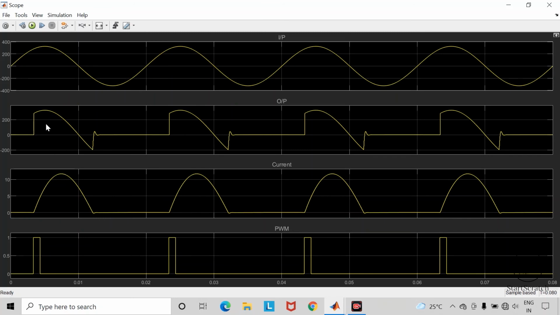During this positive half cycle, the inductor present in the load will store the energy, and in the negative half cycle that inductor will release its energy and keep the thyristor conducting for some time. So output voltage will appear in the negative portion as well, and due to this output voltage present in this negative region, the average voltage across the load side will get reduced.